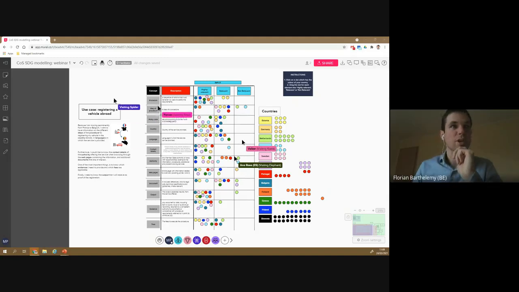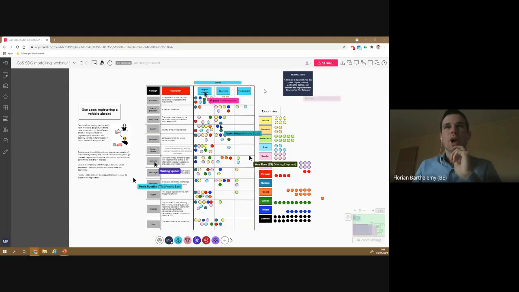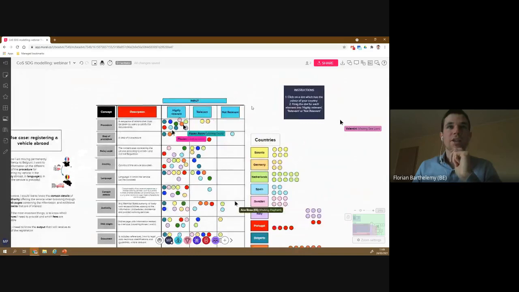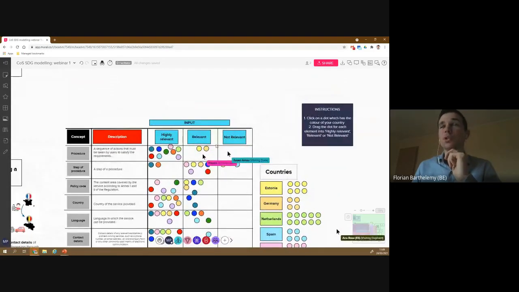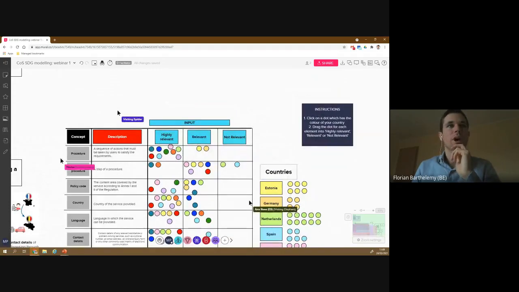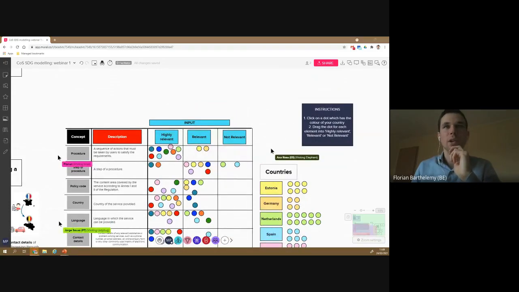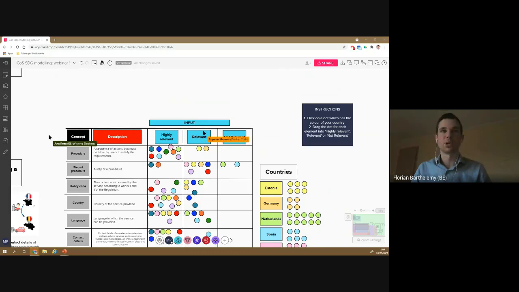So if you are all zooming in on the first one on procedure, I see that most of you consider it as highly relevant, and some of you as relevant, but no one as not relevant. So I think this is rather clear. Do you all agree with the description? The description is coming from the regulation, no? But do you agree with this description, that a procedure is a sequence of actions that must be taken by users to satisfy the requirements?